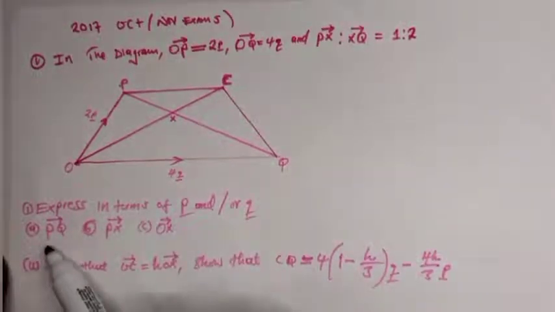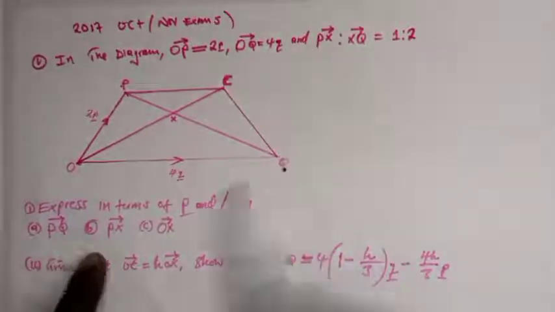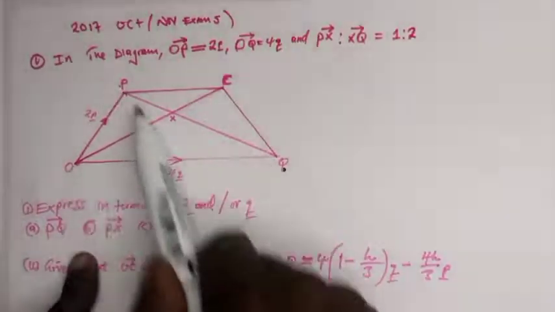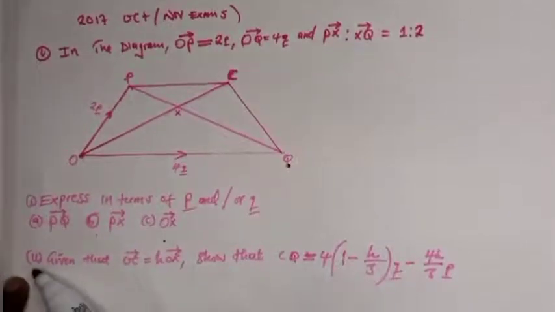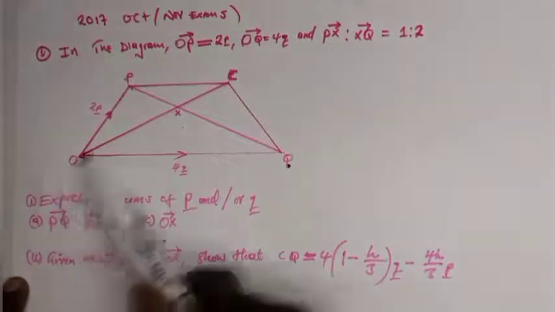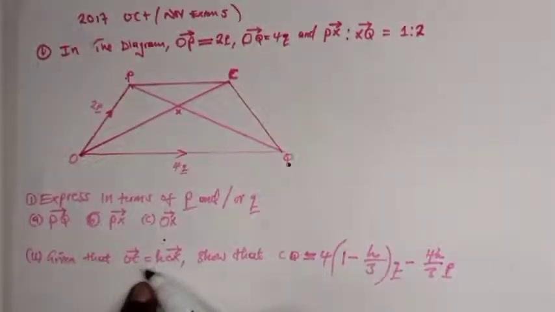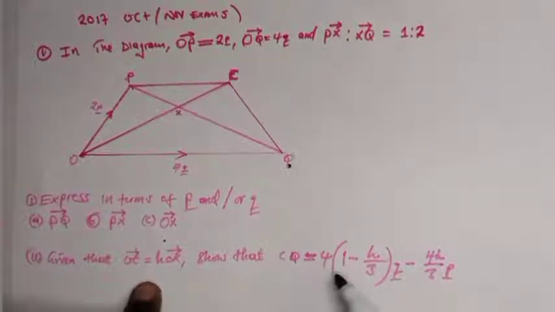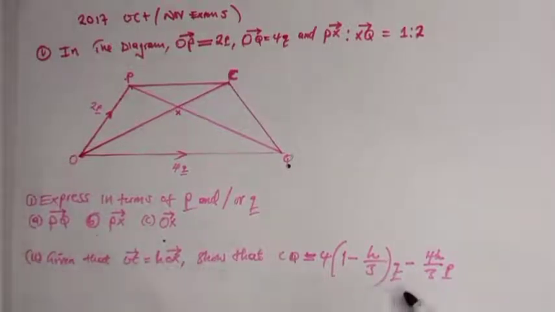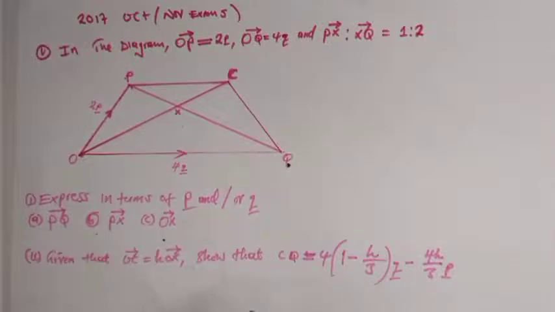We are asked to find the vector PQ for part a, and PX for part b. For Roman numeral 2, given that OC is equal to h times OX, vector OX, show that CQ is equal to 4 open brackets 1 minus h over 3 close, then q, minus 4h over 3 p. So let's find the solution.